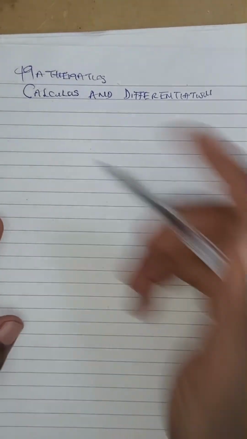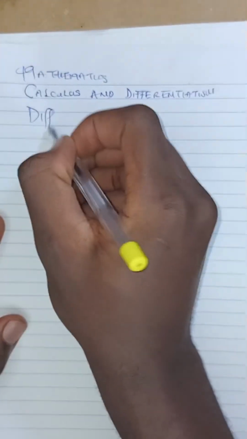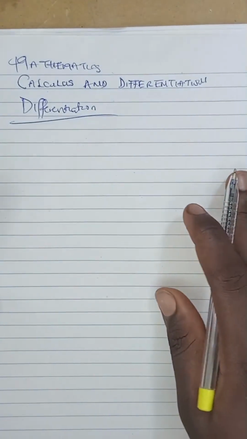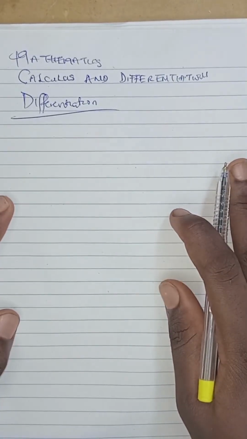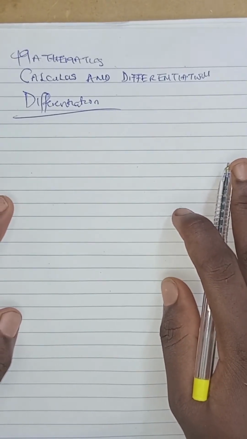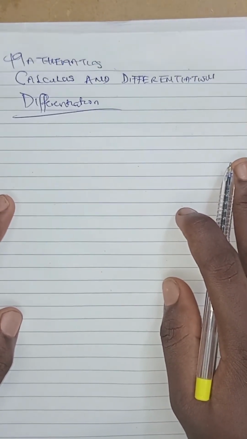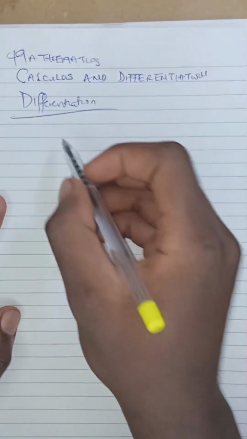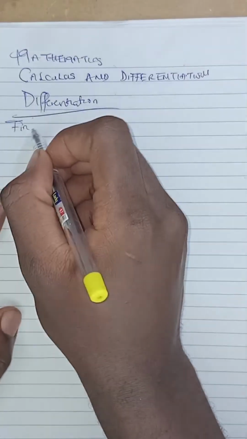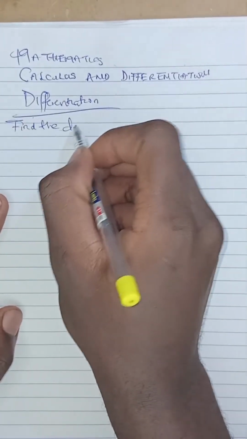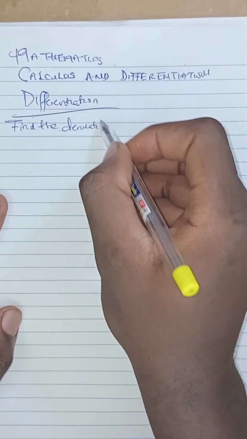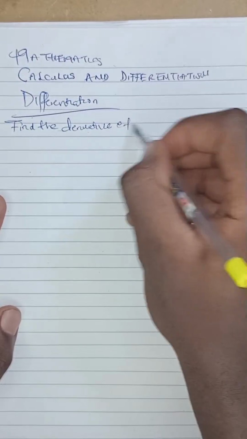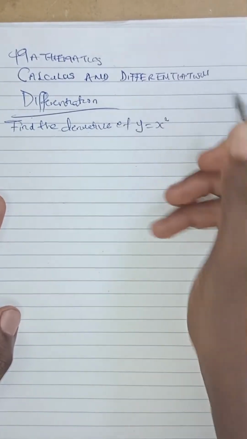Okay, so now we'll start with differentiation. We'll be solving a problem here. The question is: find the derivative of y is equal to x squared.